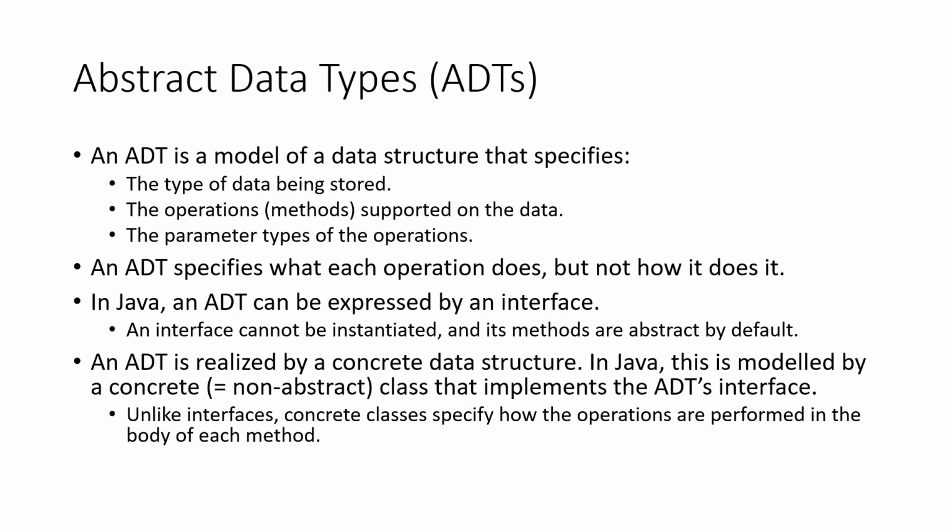Now, unlike interfaces, concrete classes must specify how the operations are performed in the body of each method. And so the ADT, the interface, gives us the method headers, the types of operations that are supported and the parameter types, but then the class gives us the method bodies, or the implementation or the realization of the ADT. So we're going to use this concept of ADT when talking about stacks and when talking about other types of data structures.